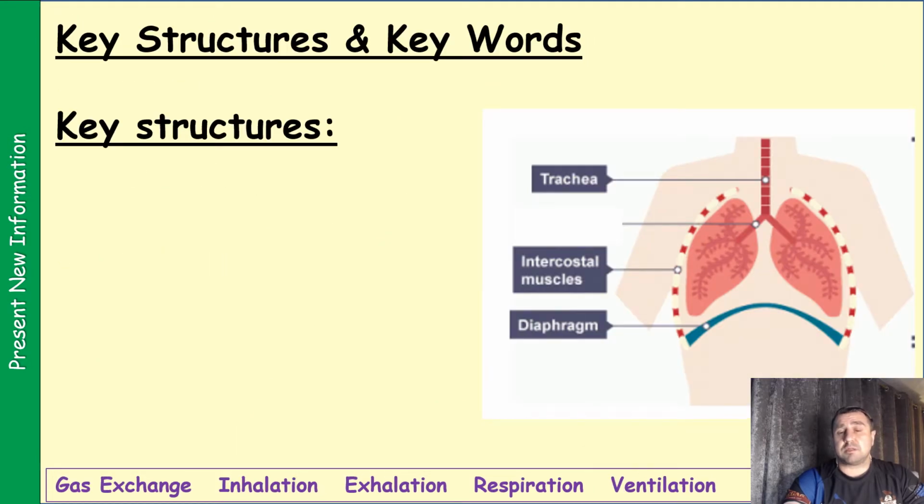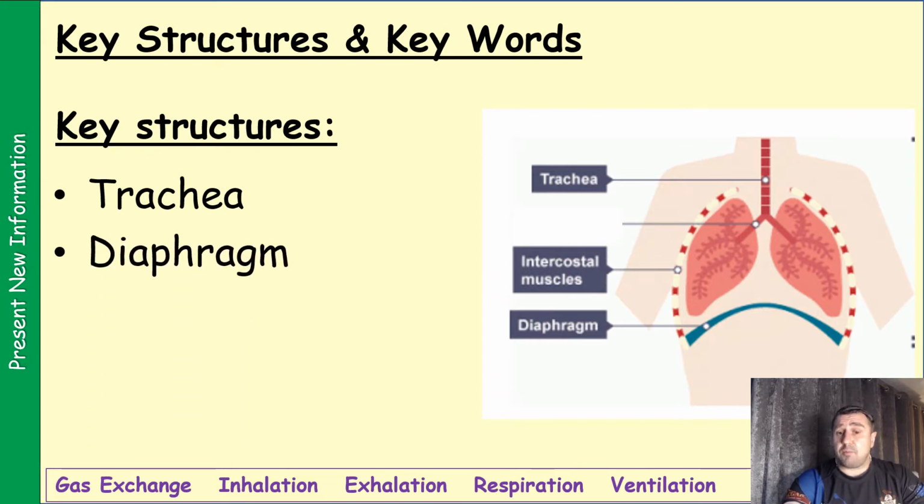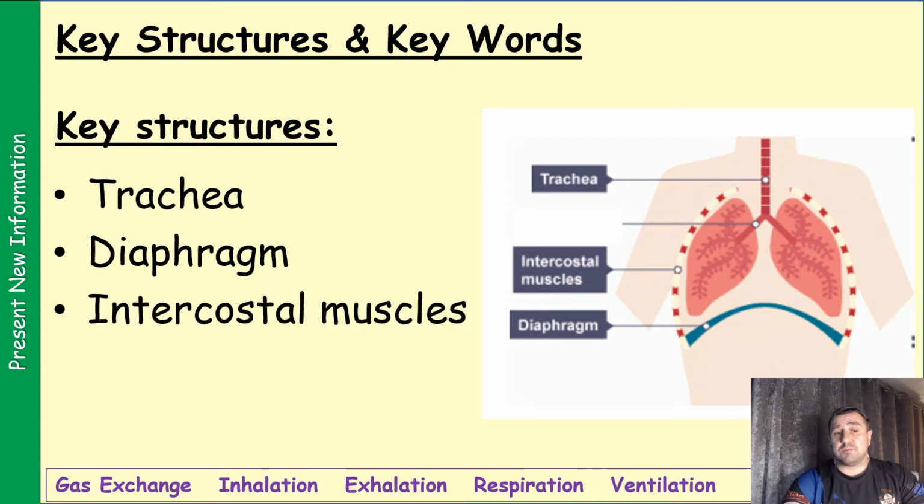Okay, so we're looking at some key structures now. Some key structures here within your respiratory system. So you've got your trachea, which is otherwise known as the windpipe. You have what's known as the diaphragm, which is at the base or just underneath your ribs, and then the intercostal muscles. So these are three quite important parts of the respiratory system.